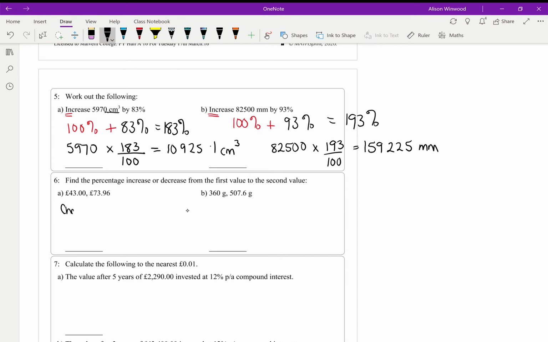This is change over original. So from 43 up to £73.96 is a change of £30.96. Comparing that to the original is 0.72, therefore 72%, and it's got bigger, so that's an increase.